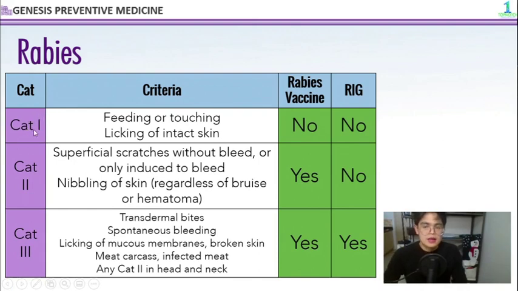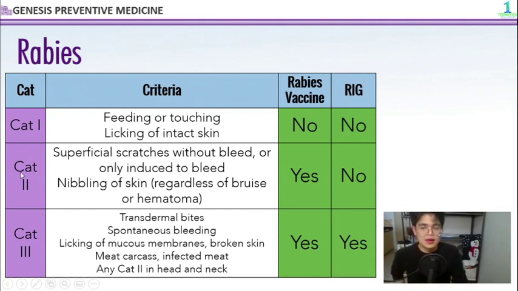So let's go. Category 1, cat 1: feeding or touching a potentially rabid dog, cat, whatever, or licking of intact skin. So remember our caveat earlier. Theoretically, the rabies virus cannot cross intact skin. So if ever there is only feeding or touching or only licking of intact skin, you have no risk of contracting rabies. So you don't need rabies vaccine and you don't need rabies immune globulin.